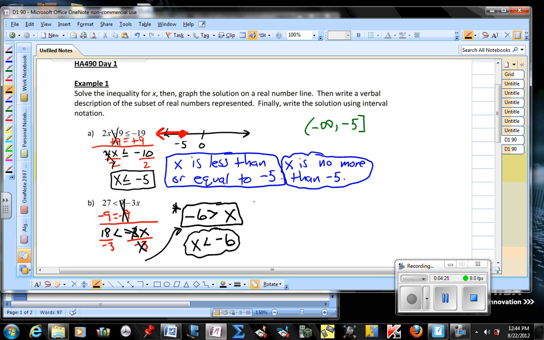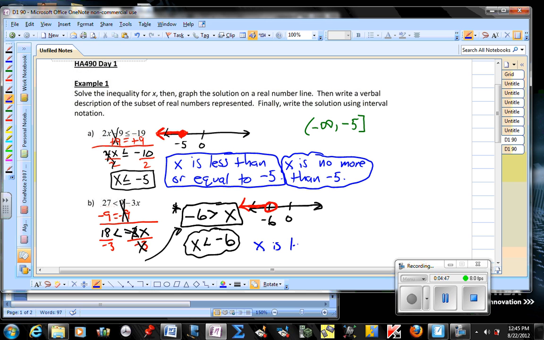Now let's draw a graph. Indicate where 0 is and negative 6. See, x is less than negative 6, but not equal to. So we use an open circle. We'll not color it in. And less than is pointing to the left. That's it.